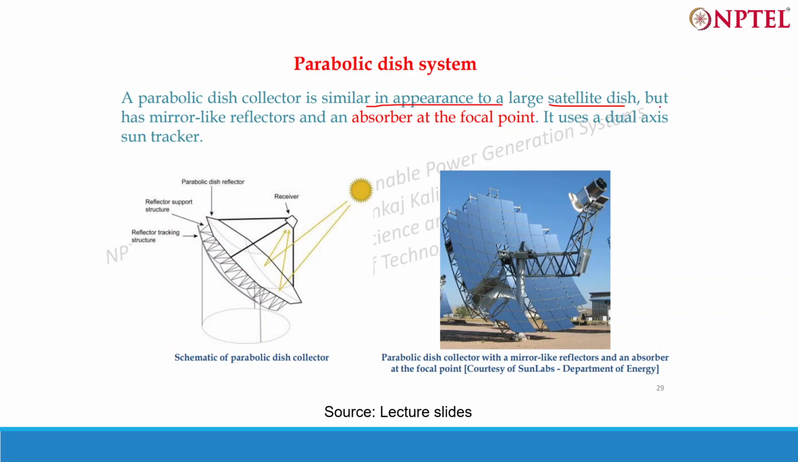But it has mirror-like reflectors. You can see the mirror-like reflectors here, and an absorber at the focal point. So this is the focal point, we have an absorber here, and these tubes can pass here, and then hot water can come and get stored.